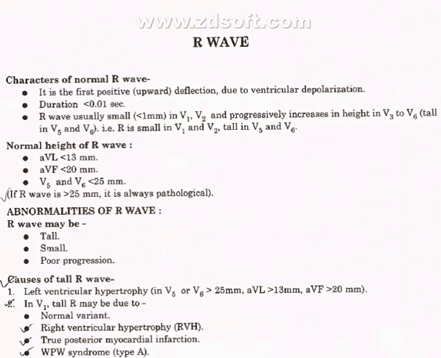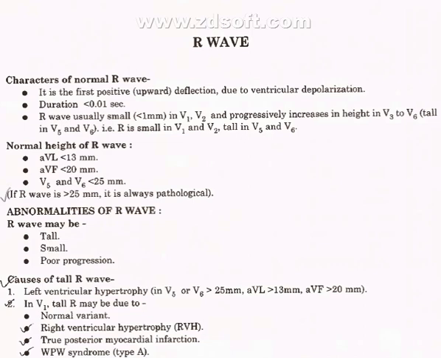Normal height of R wave. In aVL, it is less than 13 mm or 13 small squares. In aVF, it is less than 20 mm. In V5 and V6, it is less than 25 mm. If R wave is more than 25 mm, it is always pathological. So we should remember that if R wave is more than 25 mm, it is always pathological.